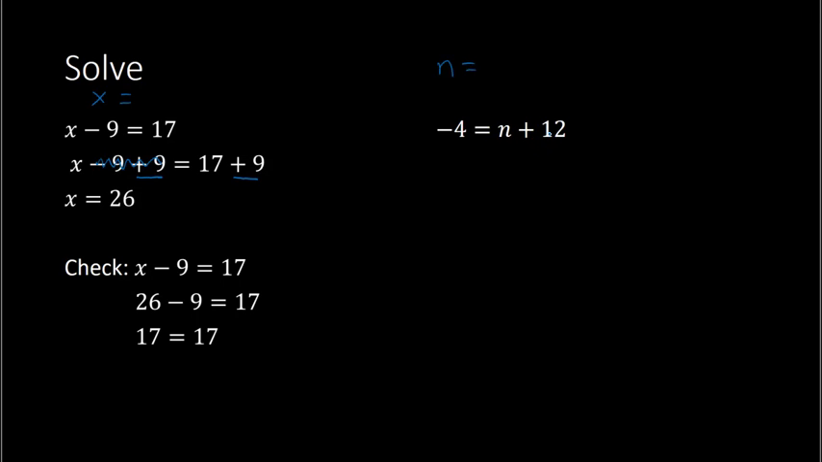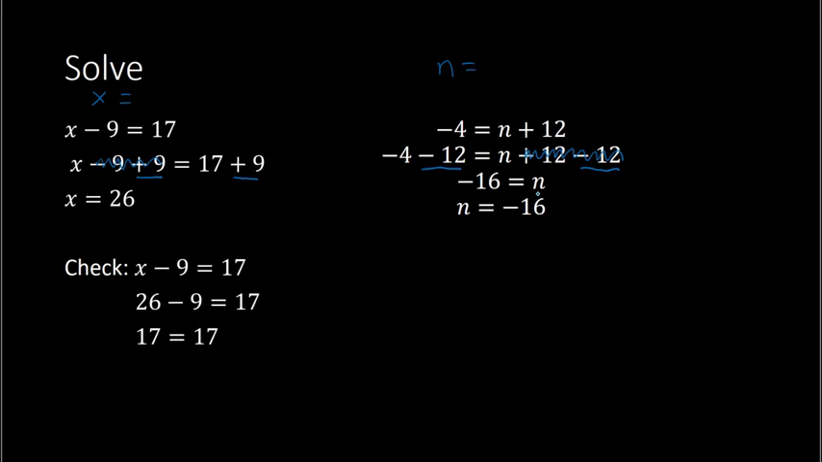So what is the inverse operation of adding 12? Well, that would be subtracting 12. So if I subtract 12 here on the right side and subtract 12 here on the left side, on the right side the 12 minus 12 will cancel. 12 minus 12 is 0. So I have n plus 0, or just n, on the right side. And then on the left side, I have negative 4 minus 12, which would be a negative 16. So my final answer is n equals negative 16.